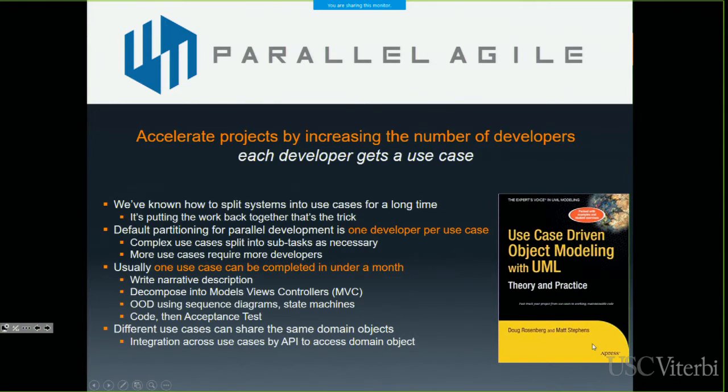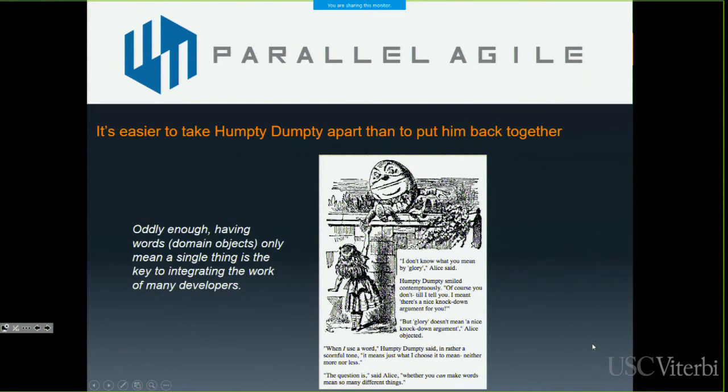But the key to integrating all of this is that when you decompose a system into use cases, multiple use cases can share the same domain object. So in terms of model view controller, the domain objects would be the model part. My use case might have that part of the model, and your use case might have that part of the model. And in that case, we're able to integrate the work across these use cases using some techniques that are pretty popular these days, basically REST APIs.